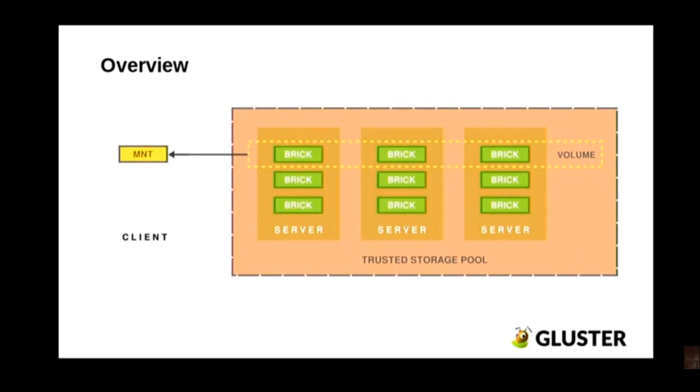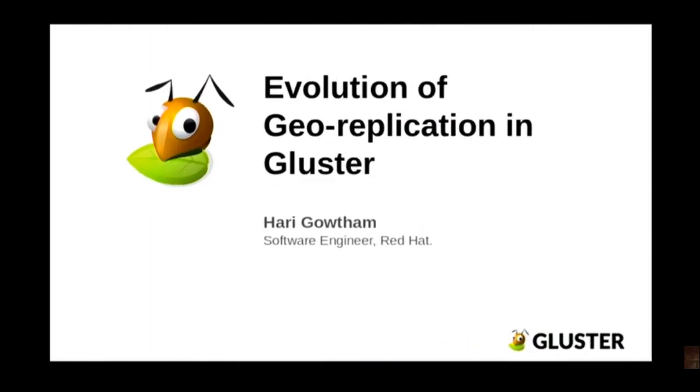So the overview would be something like this. So you have bricks in your server, and these bricks together form a logical entity called a volume. So I'm going to talk about the evolution of geo-replication in Gluster FS. And so yeah, about geo-replication, I'll give the basic requirement for geo-replication so that you can understand the rest of the talk.